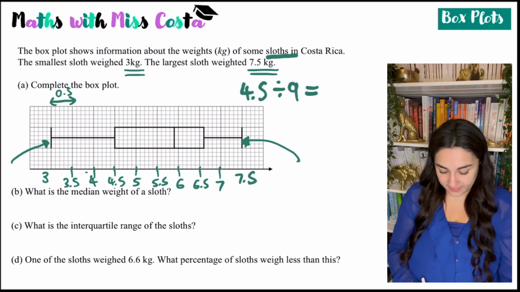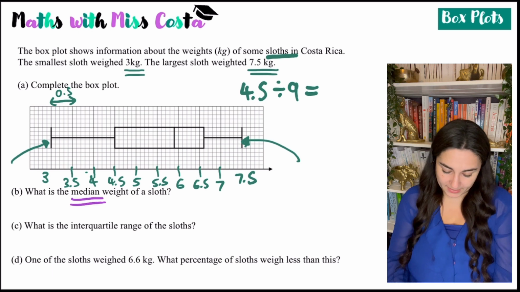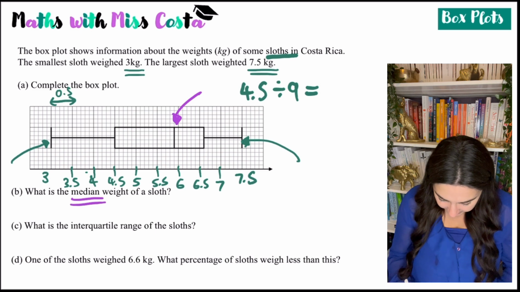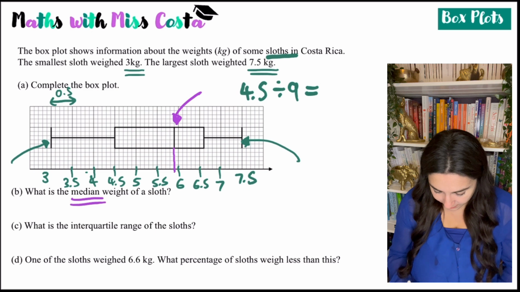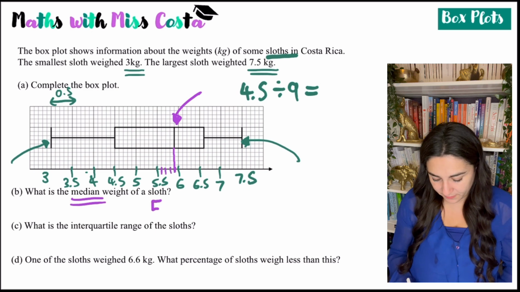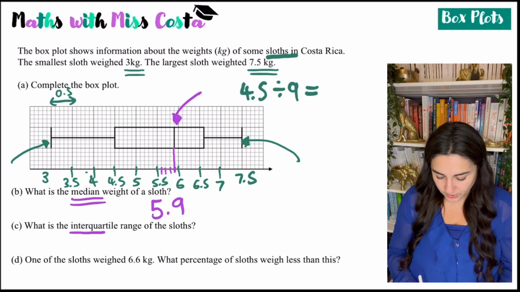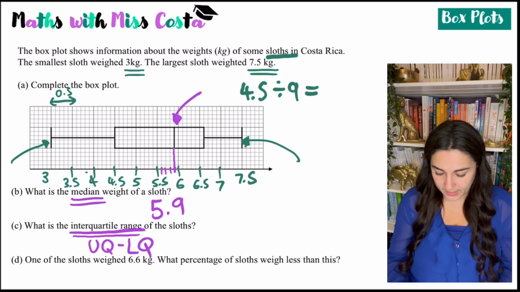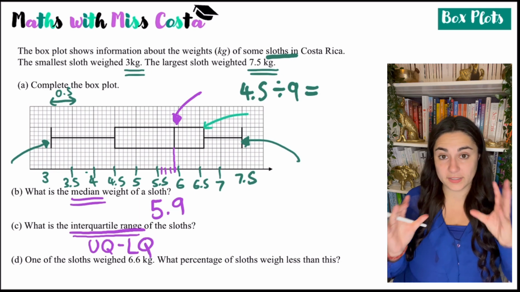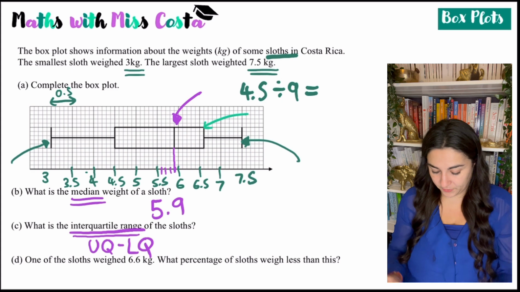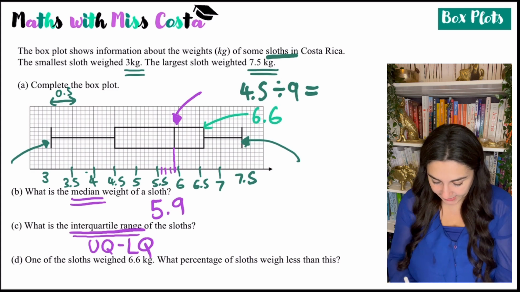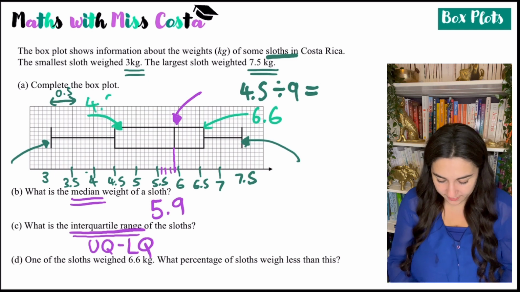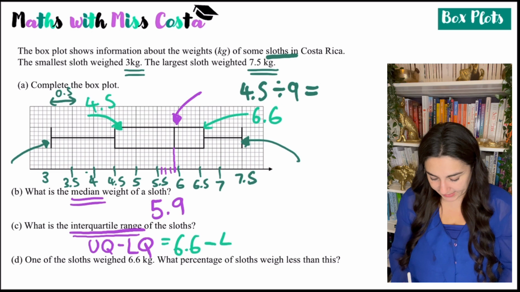Now we need to find the median weight of a sloth. The median is always represented by the line that's in the middle of the box plot. So the median is over here, and that would be 5.9. What's the interquartile range? The interquartile range is the upper quartile take away the lower quartile. The upper quartile is where the box ends at the top, so this would be 6.6, and the lower quartile is the lower part of the box, so that is exactly 4.5. So the interquartile range would be 6.6 take 4.5.